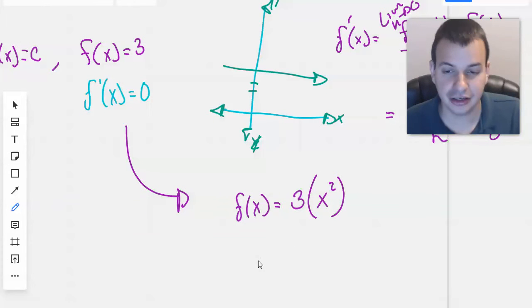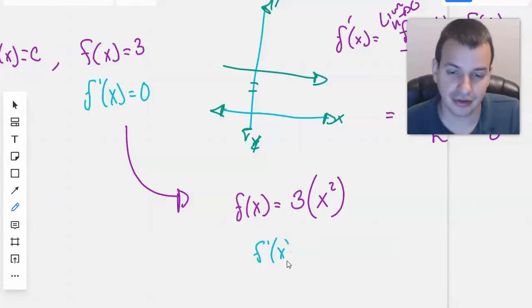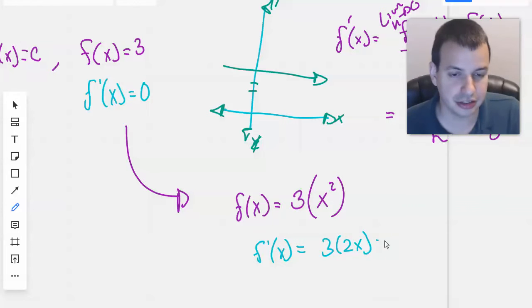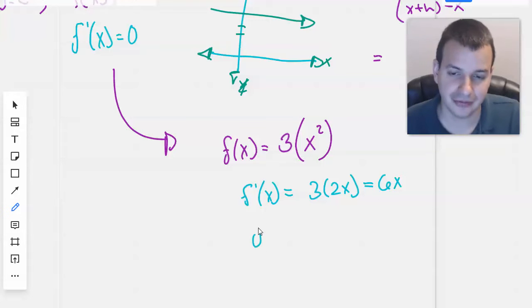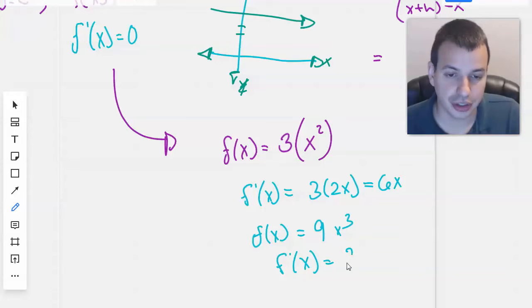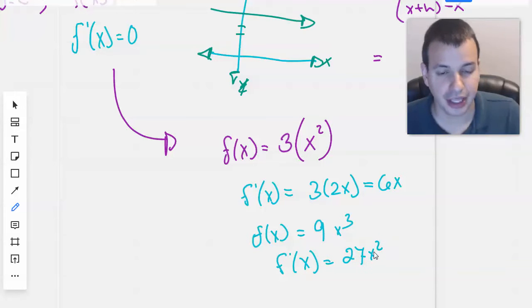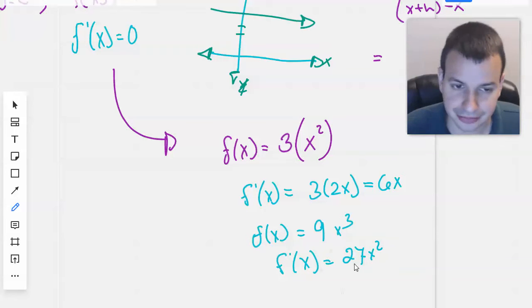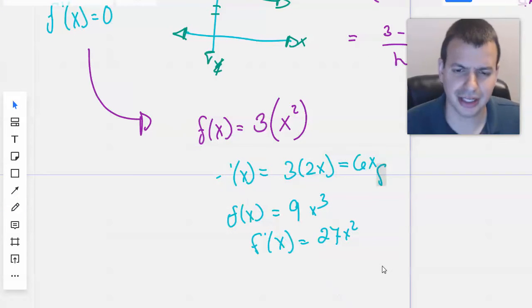And then take the derivative of the second portion. So this would be 3 times 2x equals 6x. And similarly, if you had f of x equals 9x cubed, f prime of x would then equal 27x squared. And the idea is you just keep the constant out there. And you might be like, wow, that's kind of strange.